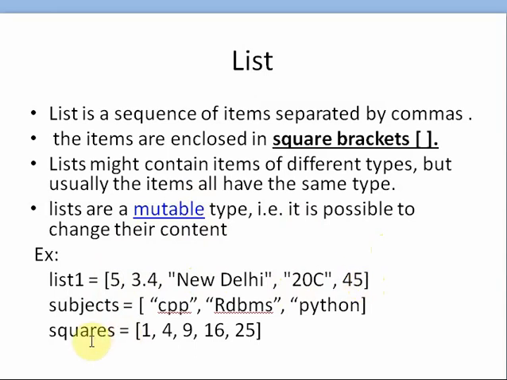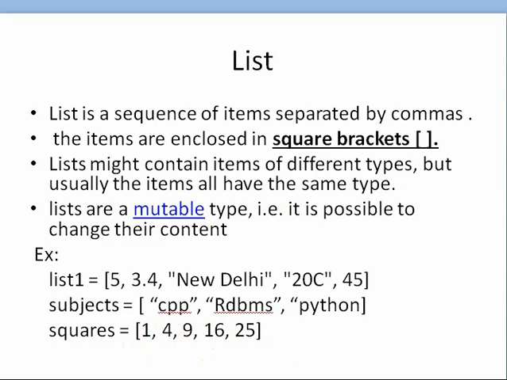Second, see, square equal to, in square bracket, 1, 4, 9, 16, 25. Each data atom is separated by comma. So this is the sequence of atoms. Sequence because it is atom number 0, atom number 1, atom number 2, atom number 3 and 4.